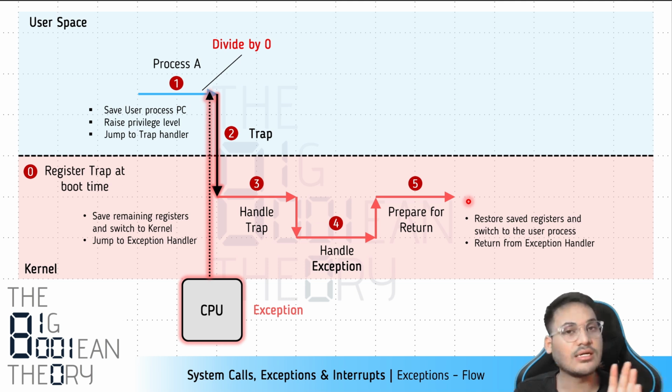Basically, we have to change the kernel related values, and now replace them with the user process values. Now those values could come from either process A or process B, whichever process has been selected to run next.